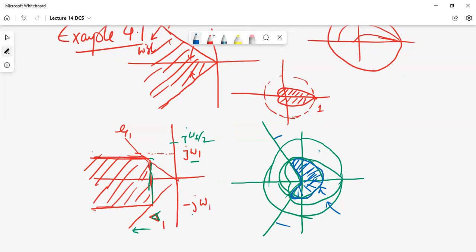So this was your article 4.2, that is the mapping between your S and the Z plane. Next, we'll start article 4.3, that is stability analysis of the closed loop systems in the Z plane.